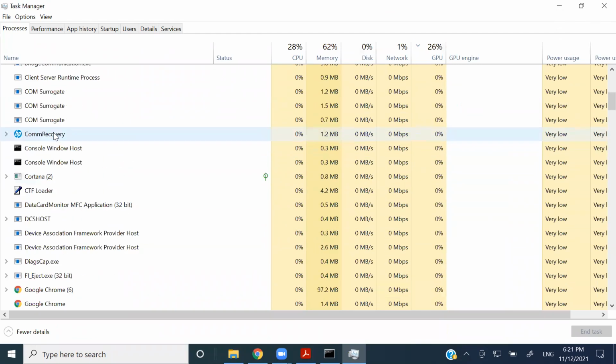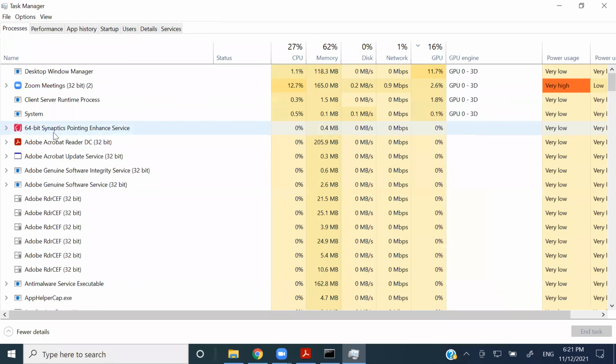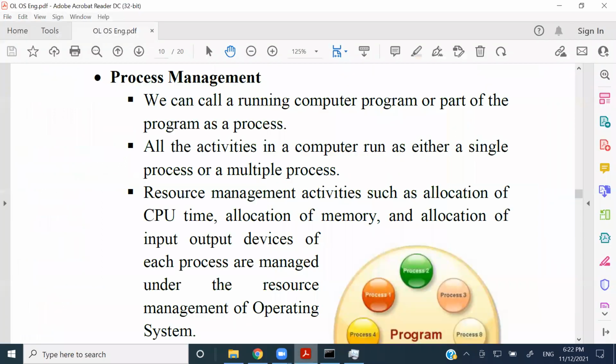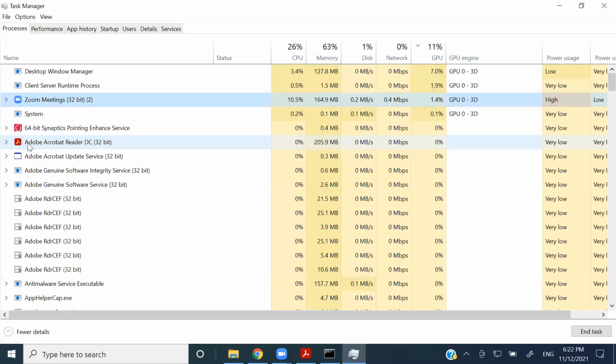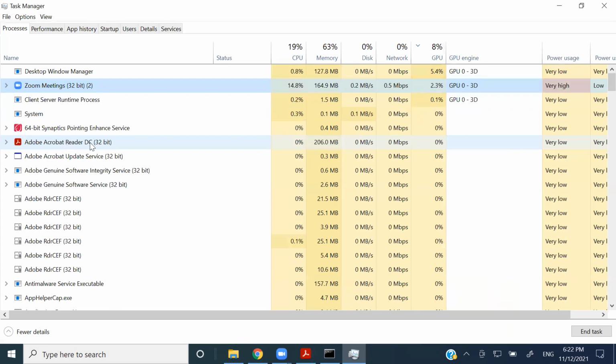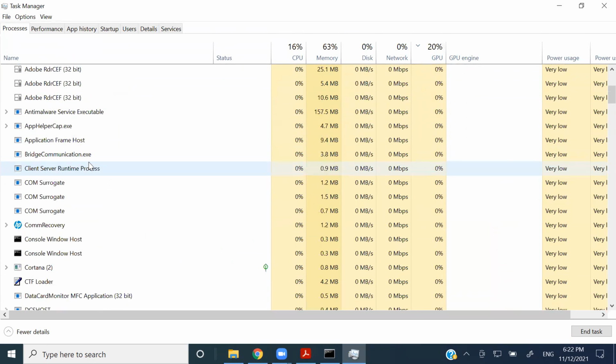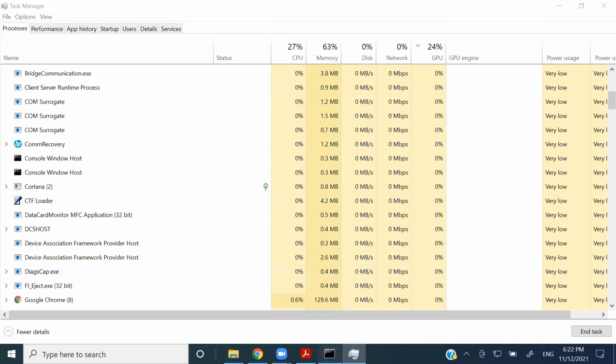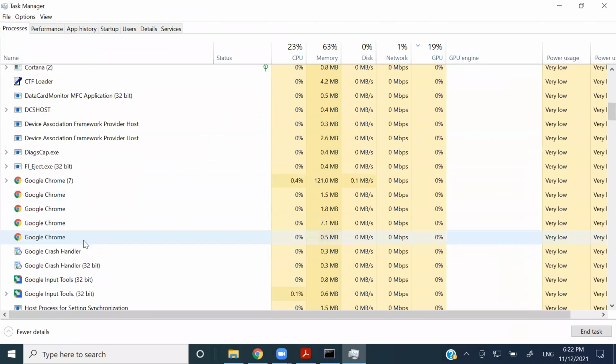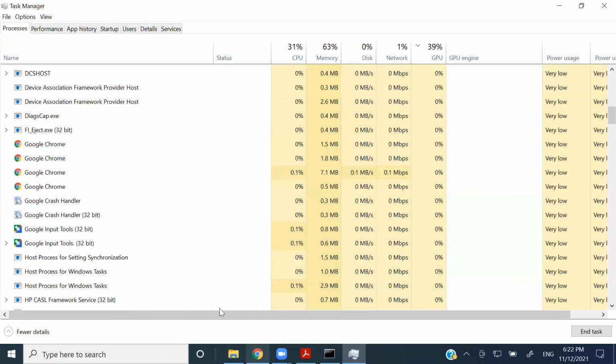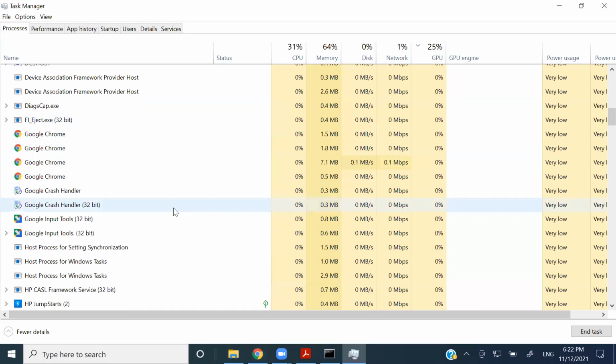And we can only recognize a few of these things regarding our programs. So you can see the Zoom conversation as a process, it is here. And I have opened my PDF, the Adobe Acrobat Reader. It is shown over here. Adobe Acrobat Reader DC 32 bits, right? And I have opened the CMD, and CMD shows over here as console window host, right? And I have opened the browser. Some browser programs are over here, right?